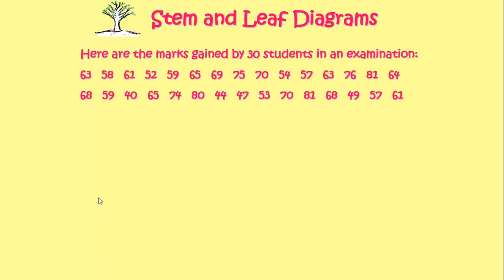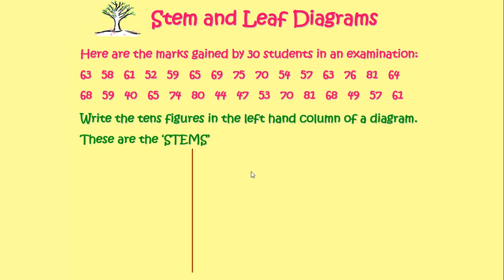So here are a lot of marks gained by 30 students. As you can see, there are a lot of different numbers. It's really difficult to work out any answer from this bunch of data. So we use the stem and leaf diagram. The first thing is you have to decide how your stem and leaf diagram will look. The stem will be a straight, strong line, as you can see here.